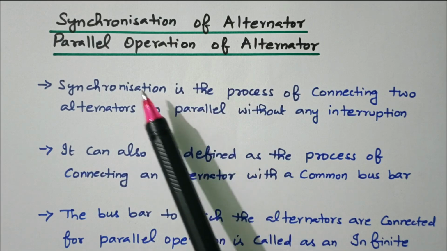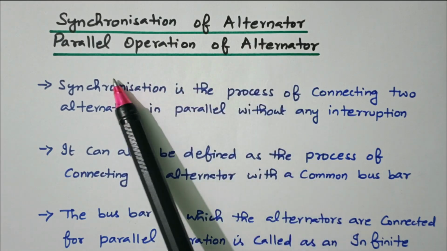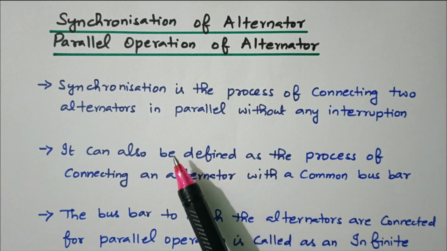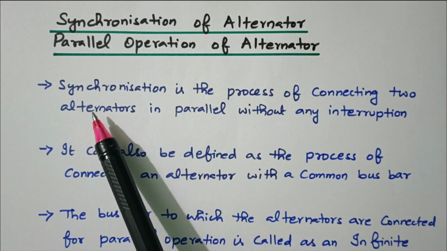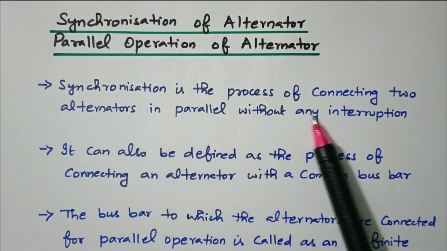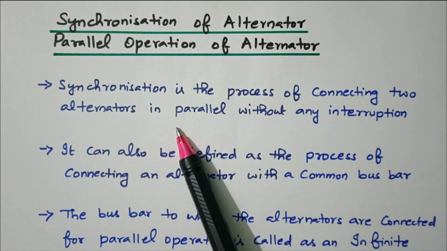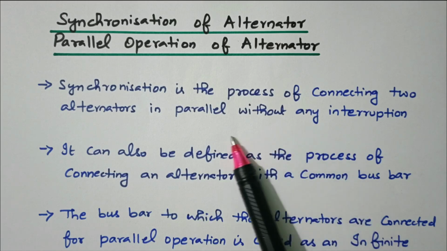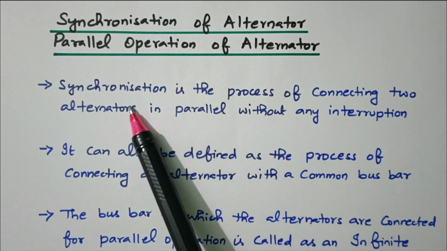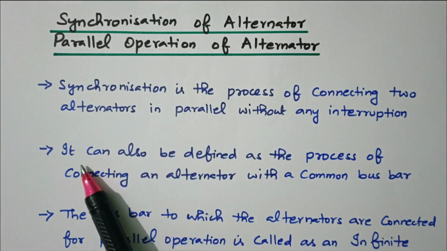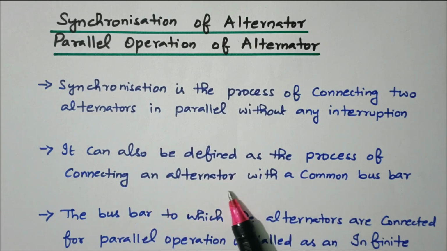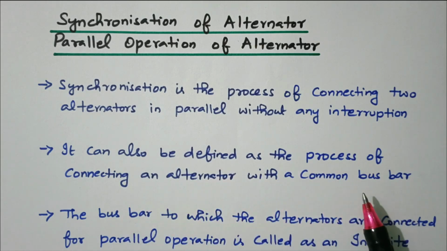Now we'll go to the topic, synchronization or parallel operation of the alternator. First we will see what is meant by synchronization. Synchronization is the process of connecting two alternators in parallel without any interruption. So we need to connect the two alternators into the bus bar, that is called synchronization. It can also be defined as the process of connecting an alternator with a common bus bar.